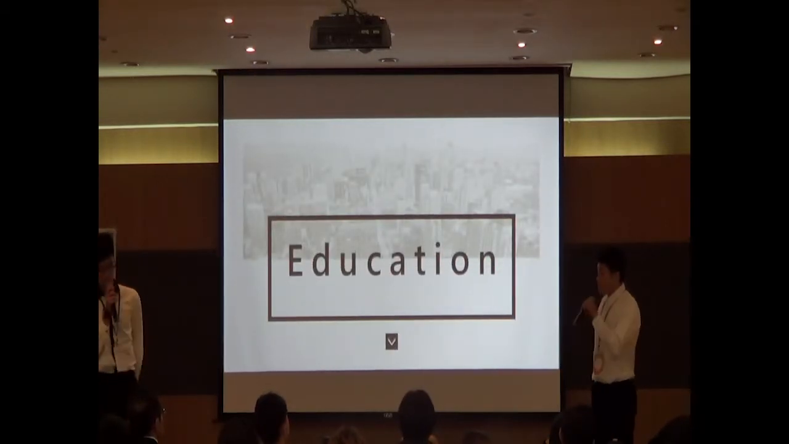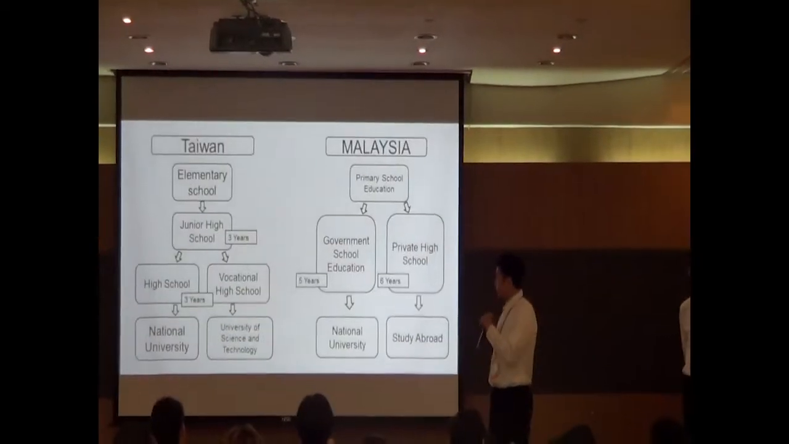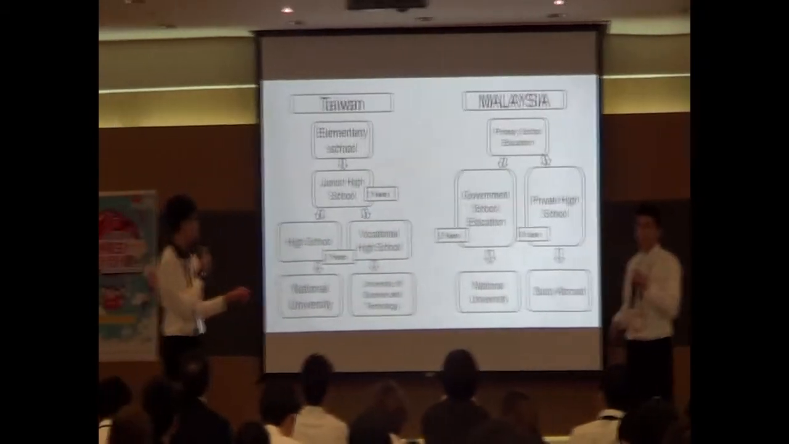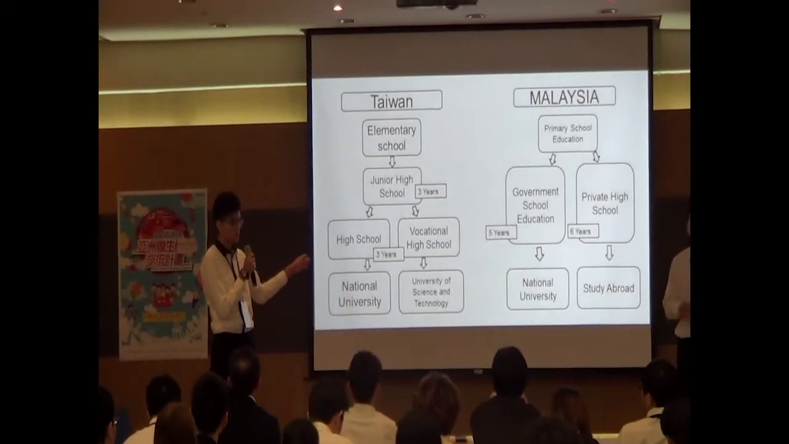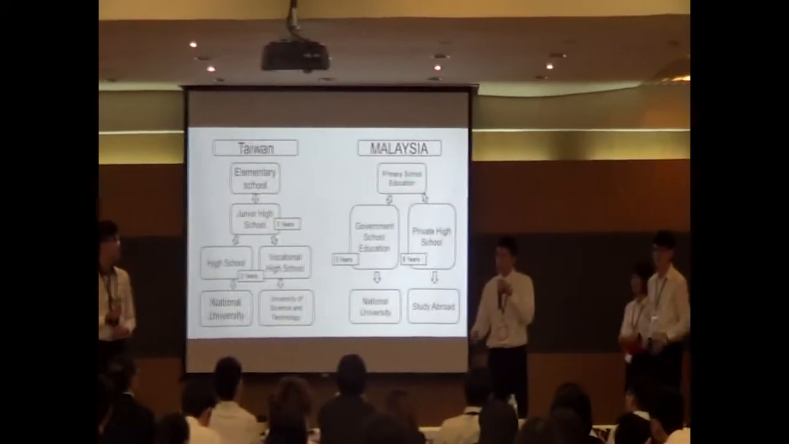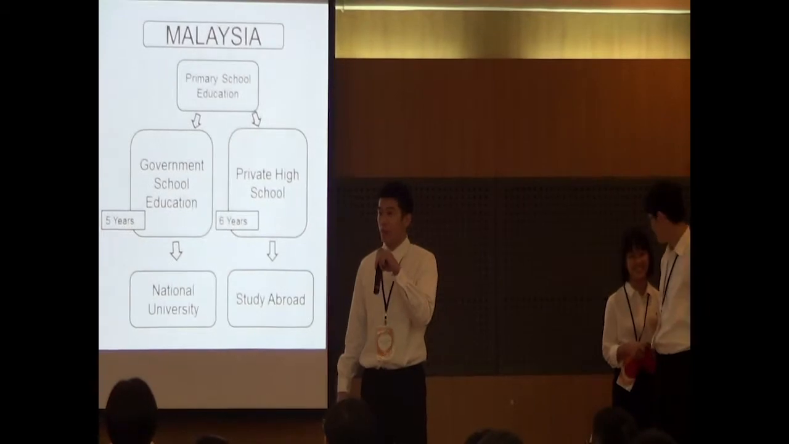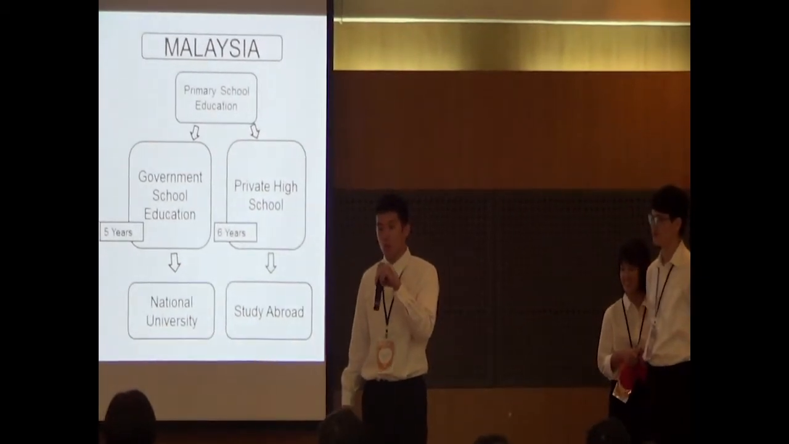We are going to introducing the difference between Taiwan and Malaysia education systems. In Malaysia, we have various choices. You can either spend 5 years in government school or 6 years in private high school. We don't study for 3 years in junior high school. After that, every student will fight for their ideal high school.